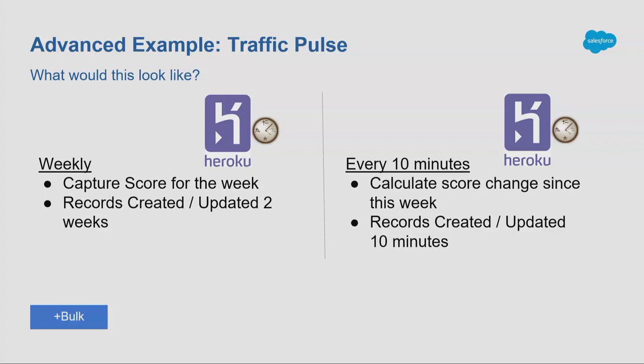I calculate the change between the score right now and the score from when I captured that freeze on the weekend, and I write that to a different custom field. Now I have that score change that's happened since the weekend, and that's my traffic pulse. I can use that in Engagement Studio programs and dynamic lists, if I have a team empowered to prospect out of Pardot, trying to find people that are relevant.